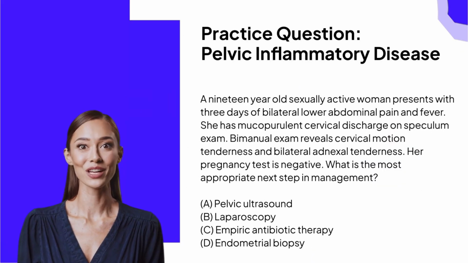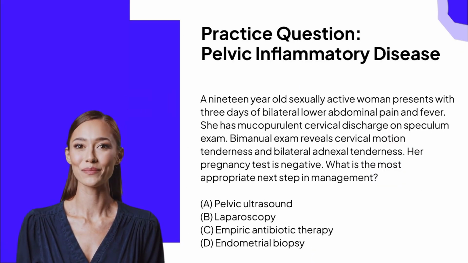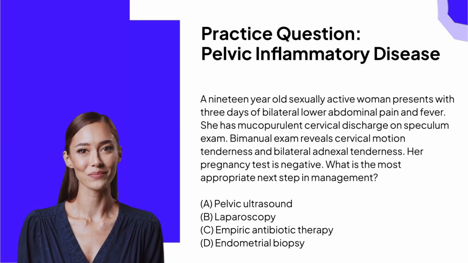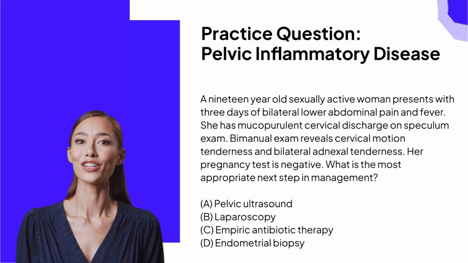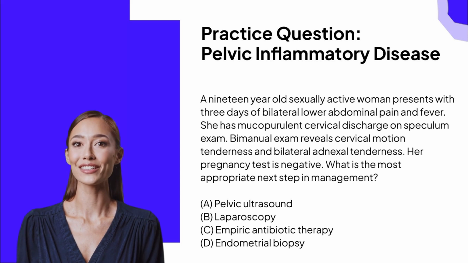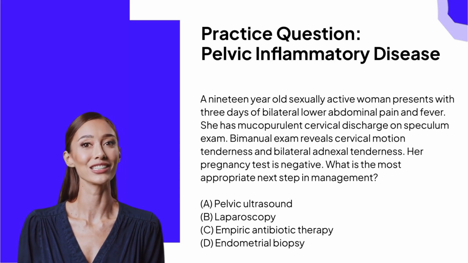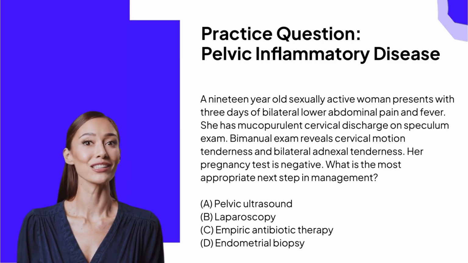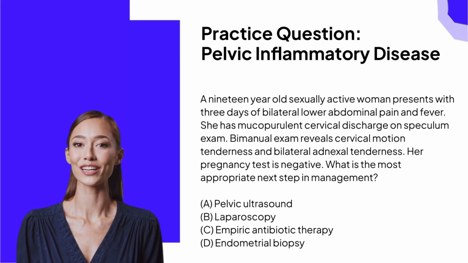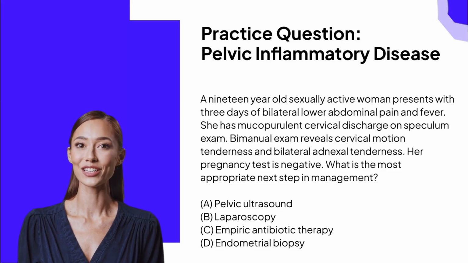Here is a pelvic inflammatory disease practice question. We have a 19-year-old sexually active woman with 3 days of bilateral lower abdominal pain and fever. She has mucopurulent cervical discharge, cervical motion tenderness, and bilateral adnexal tenderness. Her pregnancy test is negative. Think about what the most appropriate next step would be. Remember our strategy about pelvic inflammatory disease management. We will walk through the answer on the next slide.